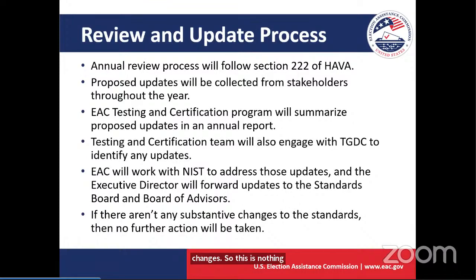And now the review and update process. The VVSG review and update process will follow HAVA section 222, and I think we've already mentioned that there will be a 12-month review cycle. EAC will collect proposed revisions from interested parties throughout the year. And this feedback will be summarized by the Test and Certification Division in an annual report that's sent to the EAC Director.